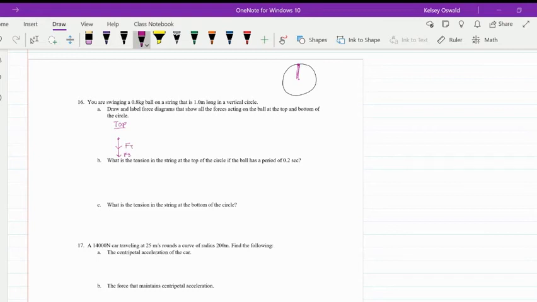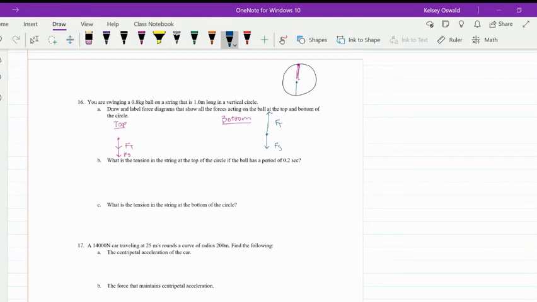Whereas at the bottom, here, our string would be pulling us up towards the center. So we'd have that force of tension pointing up. And since the force of tension is pointing towards the center of the circle, that is going to be the direction of our acceleration or the direction of our largest force. And then we'll have that force of gravity pointing down.